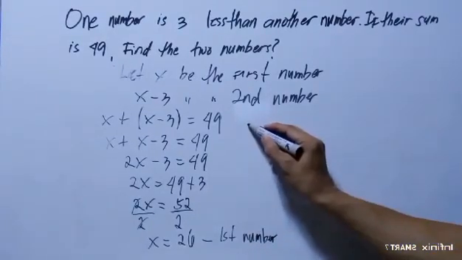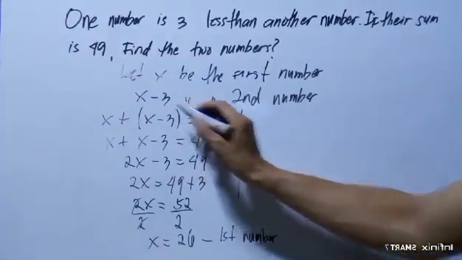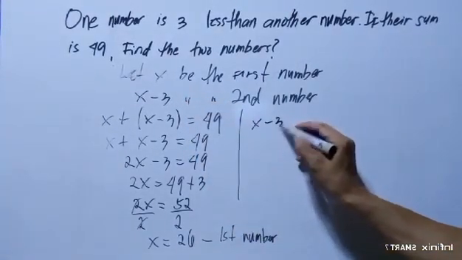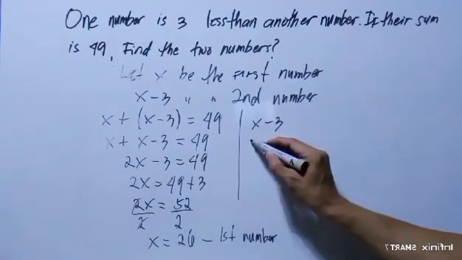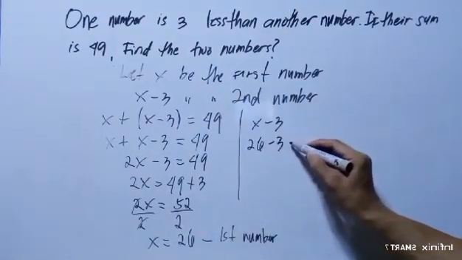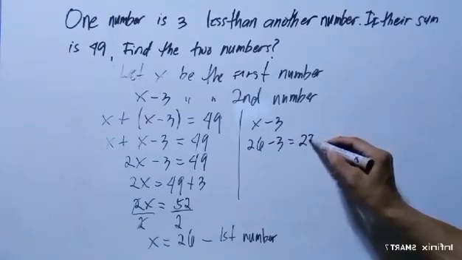Yung second number, close natin ha. Second number na x minus 3. Okay? This is 26. I-substitute natin si x. So this is 26 minus 3. Okay? This is equal to 23.